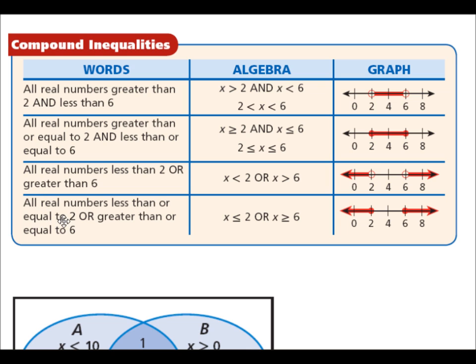All real numbers less than or equal to 2 or greater than or equal to 6. Here it says equal to. That means it includes 2 and less than 2. And here it says greater than or equal to 6. That means including 6 and greater than 6. So we can write the symbol as x less than or equal to 2 or x greater than or equal to 6. We can plot on the number line including 2, so there is a dot on the 2, including 6, so there is a dot on the 6, and greater than 6, and less than 2.